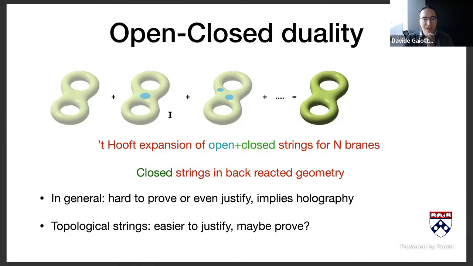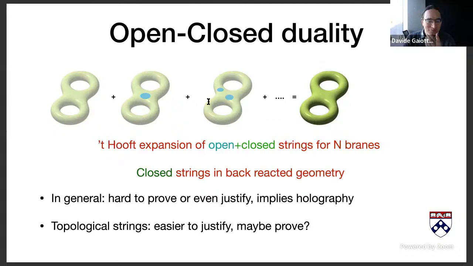Now, open-closed duality is intuitively reasonable, but hard to actually prove. We don't know how to prove it. Of course, if you could prove open-closed duality, then we would derive all examples of holography as a corollary. But it also has the feeling of something that should be provable, because in the end, it's just manipulations of the integrands of string theory, in a sense.